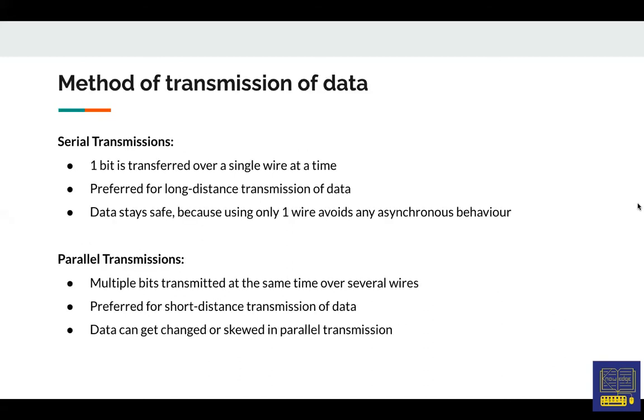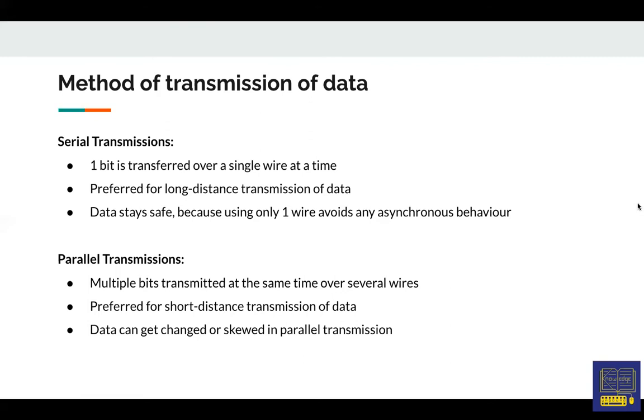Now, method of transmission of data. We discussed that this was how much data or how many bits are being sent at the same time. For this, we have two types: serial transmissions and parallel transmissions. Serial transmission is when one bit is transferred over a single wire at a particular time. And we prefer this for long distance transmission of data. Let me just discuss parallel transmissions, then I'll explain why this works. For now, just understand that it's preferred for long distance transmission.